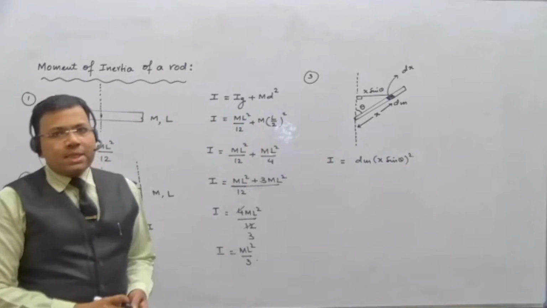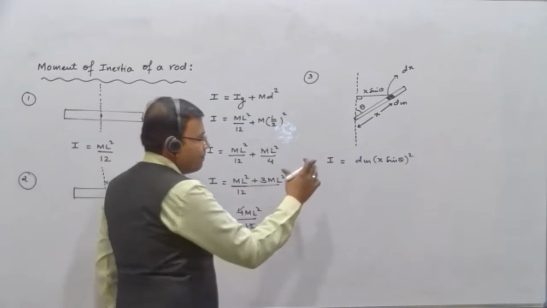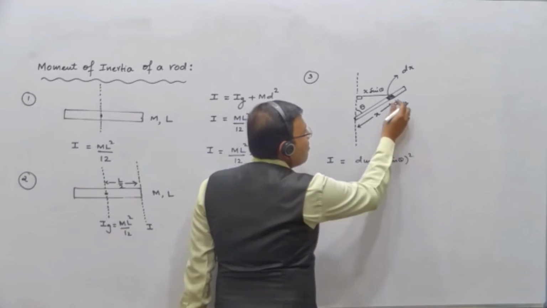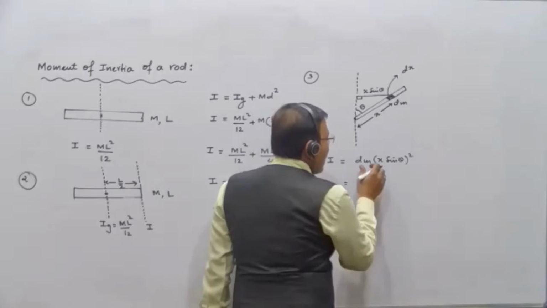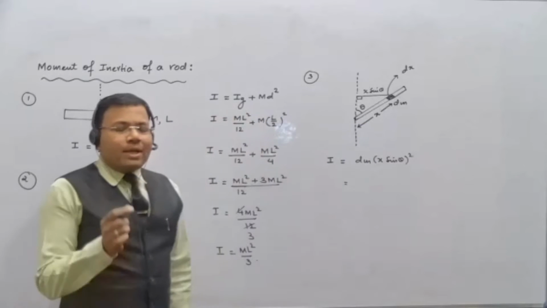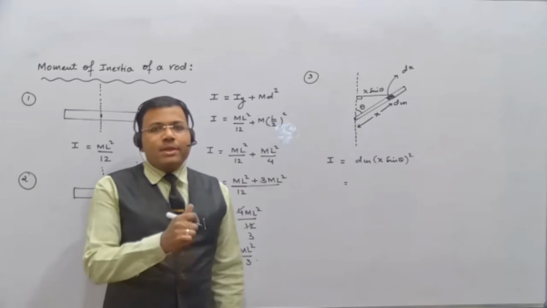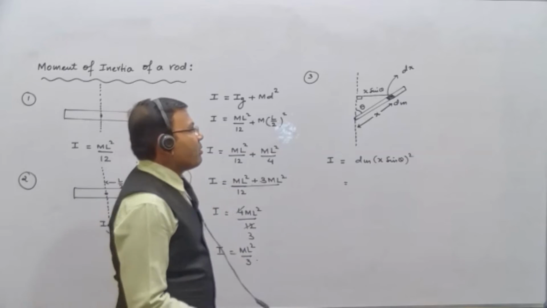dm into x sin theta. Now let us move with this. So here, what is this dm? dm is the mass of only this element. So I don't know how much this mass is. So let us express that dm in terms of the mass of the rod as well as the length of the rod. Let us see how to express.